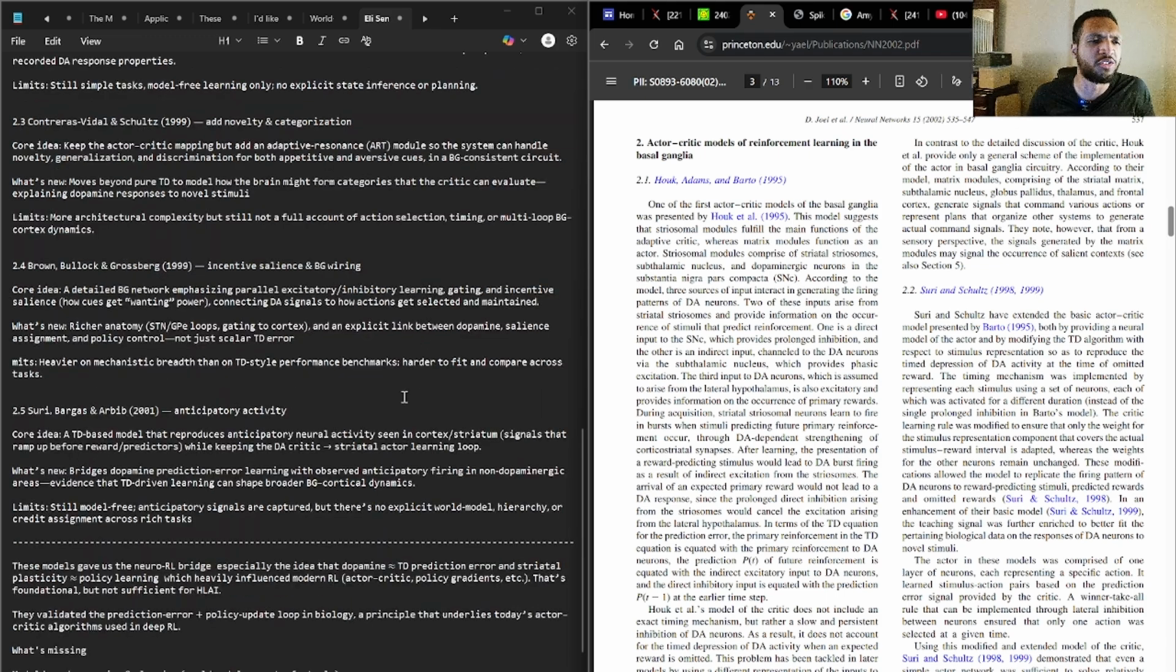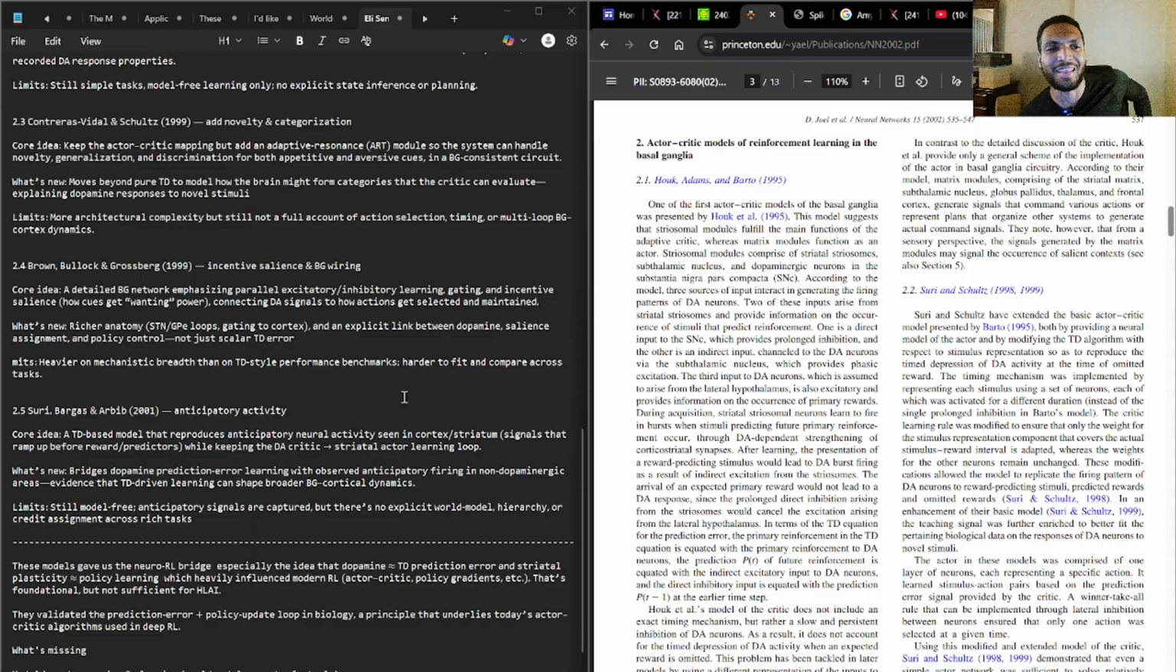So 1999. The core idea: keep the actor-critic mapping, but add an adaptive resonance module, so the system can handle novelty, generalization, and discrimination for both appetitive and aversive cues, in a basal ganglia consistent circuit, right? What's new is that it moves beyond pure TD to model how the brain might form categories that the critic can evaluate, explaining dopamine responses to novel stimuli. The limits are more architectural complexity, but still not a full account of action selection, timing, or multi-loop BG-cortex dynamics, right?